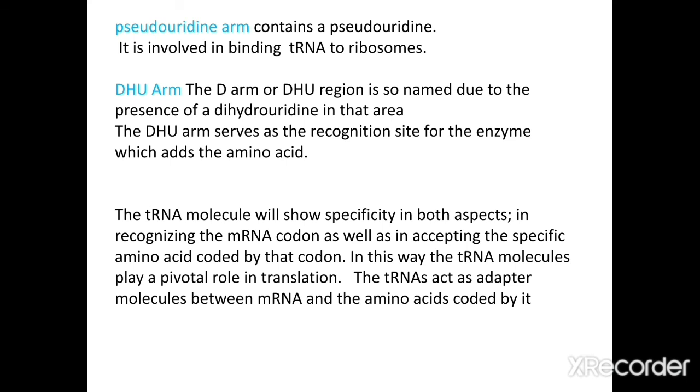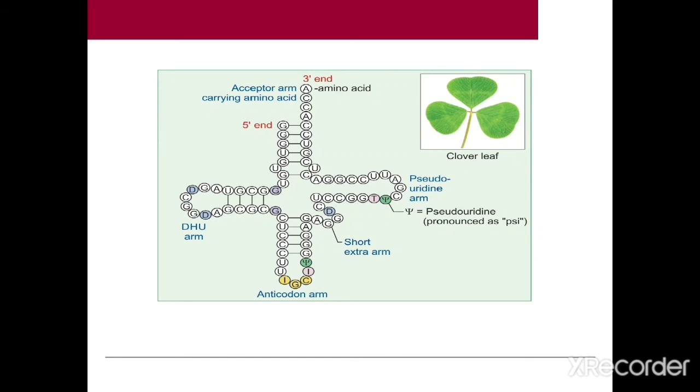So, this tRNA molecule plays an important role in translation. They act as adapter molecules between mRNA and the amino acid coded by it. So, what is the function of tRNA? They will transfer amino acid from the cytoplasm to the ribosome where proteins are synthesized.